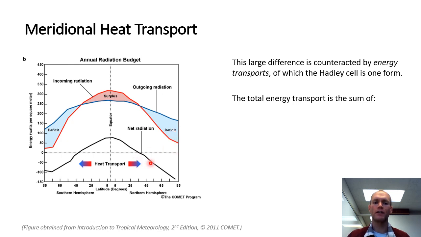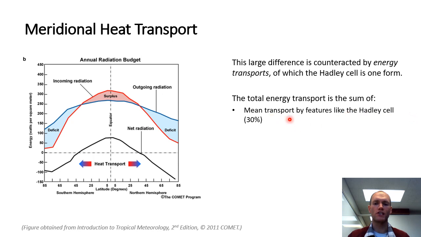However, as this depiction indicates, there is heat transport that takes place in this meridional or north-south sense to help counteract that. Take this surplus of radiation and transfer it to higher latitudes. Reduce that surplus that is here, reduce the deficit that is found at higher latitudes. So there are many, many different types of energy transports that exist, and the Hadley Cell is one form of those energy transports. So we can break that total energy transport down into the sum of several different things.